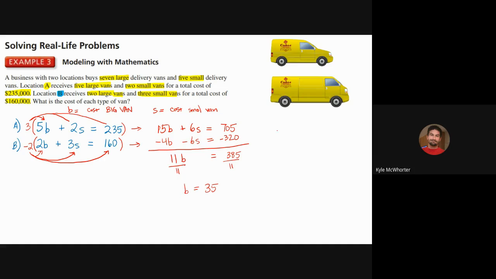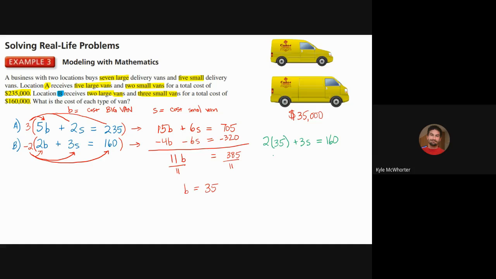So the cost of a big van is $35,000. And then to find the cost of a small van, we can plug a 35 in for B on any one of our equations. So I'll take equation 2 because it has smaller numbers. 2 times B plus 3 times S equals 160. So I was just using equation B over here. And I'm plugging a 35 in for B.